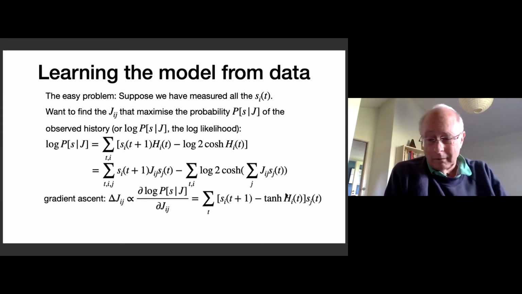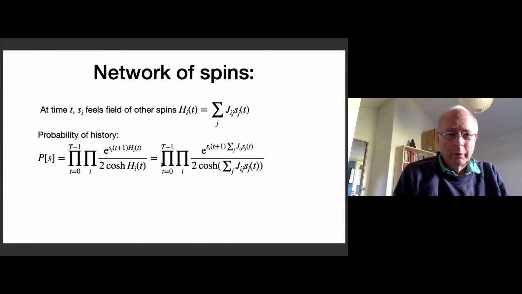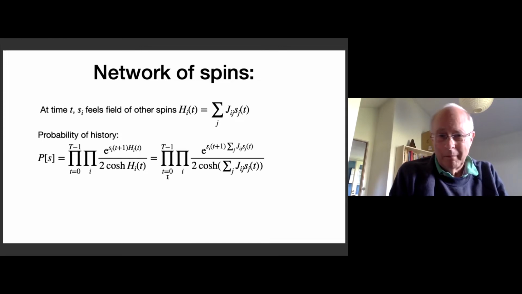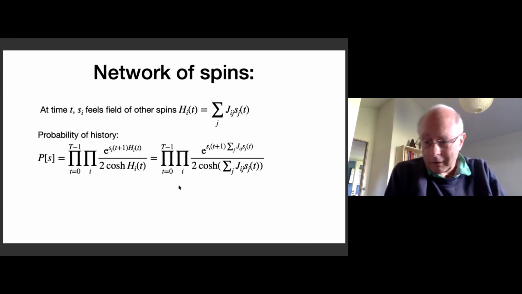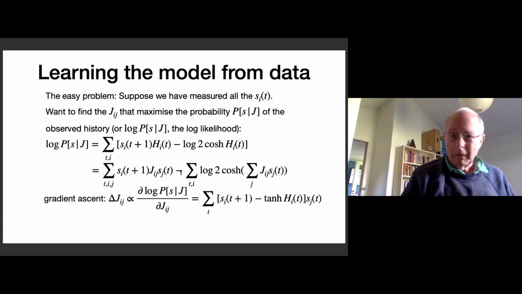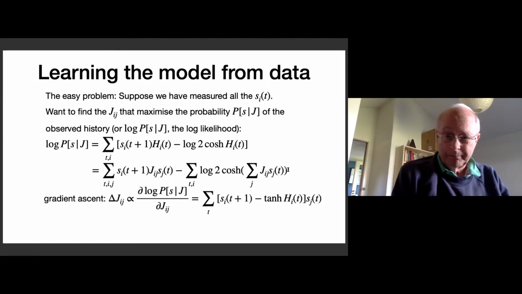So let's go back to the log of that. The log of P is now a sum of the logs of these things. And the log of e to the s times h is s times h itself. Then you've got to subtract the log of twice the cosh. And so what we get is this log of P is a simple looking term connecting Si of t with Si of t plus 1 through the coupling Jij, minus this funny looking log twice the cosh of the h. This is log P, which we want to maximize.